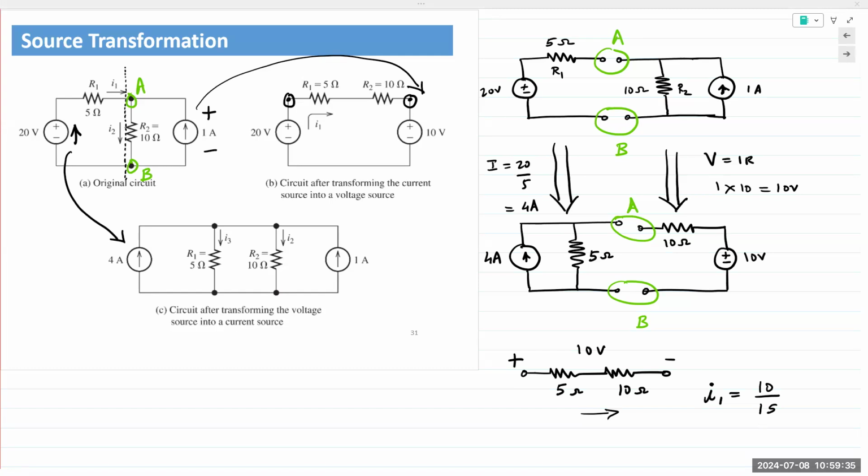Well, it depends. The question being asked is, if we transform it, can we just use Ohm's law? The answer is yes and no. It depends on how the circuit comes out. Remember, these are all the circuit analysis techniques we've learned. They're all tools in our toolbox.